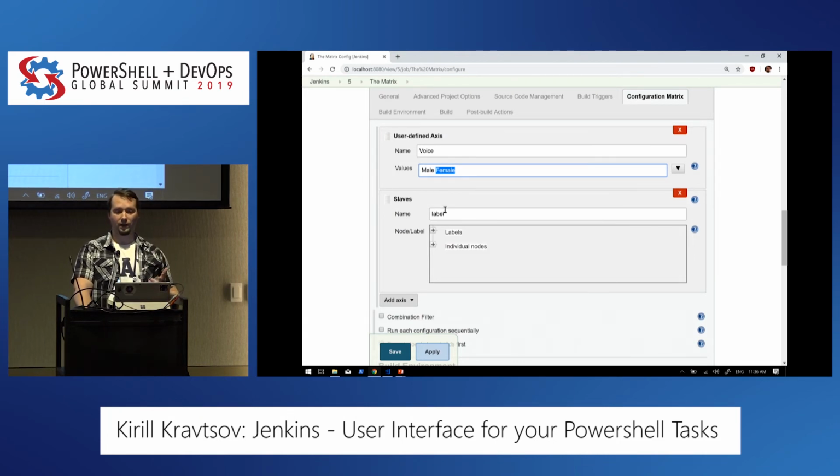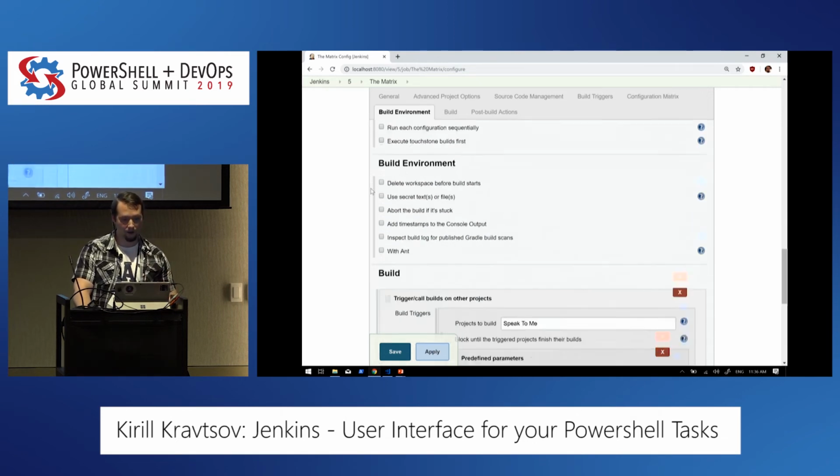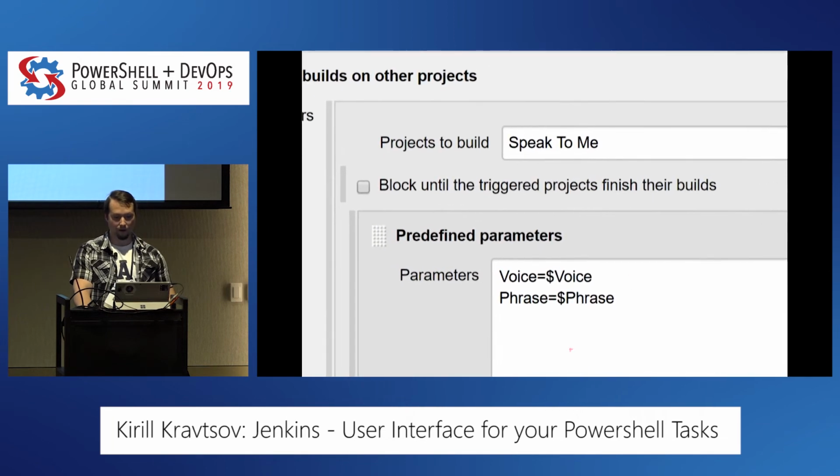You can also define labels here to ensure that your job will run on multiple agents. Let's say you want to build your job or test your script against Linux and Windows. So that's where you can actually do that from one single job, using different labels to run the build. As you can see here, I'm triggering the speak to me job again, but I'm using the voice variable, which comes from the matrix. So this is our matrix definition.